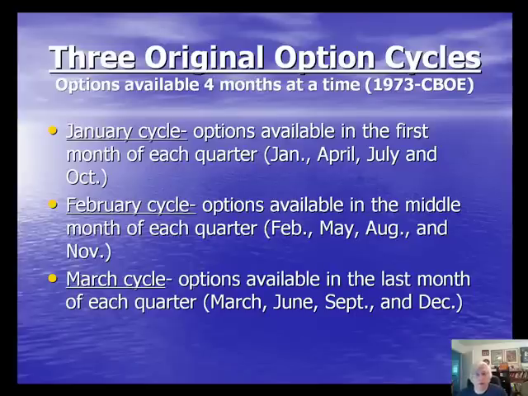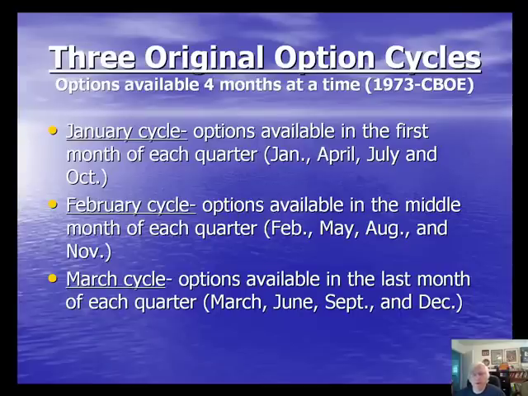Securities assigned to the February cycle had options available in the middle month of each quarter: February, May, August, and November. And finally, securities assigned to the March cycle had options available in the last month of each quarter: March, June, September, and December. Now you'll notice that if you had an option in 1 month, you actually had to wait 3 months for the next option.